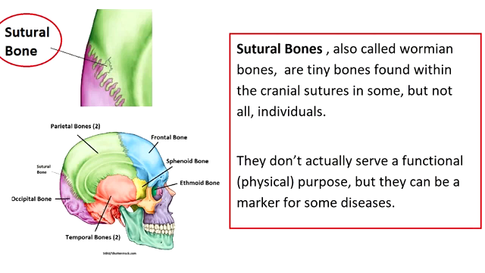mention another minor category of bones called sutural bones or Wormian bones. If you notice the sutures on most of these skull bones, they can be very jagged and irregular, and sometimes those little jagged suture joints can form a little independent bone, and that's all a sutural bone is. They don't actually serve a functional physical purpose, but they can be a marker for some diseases.